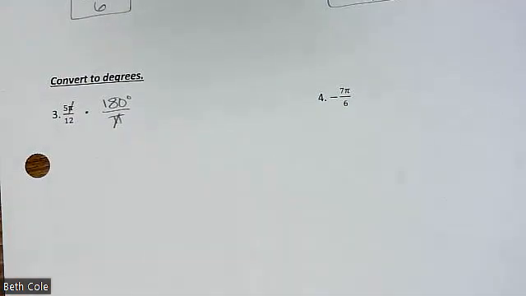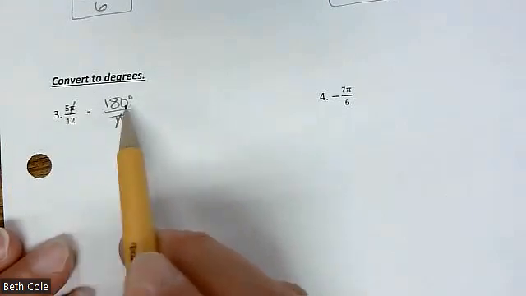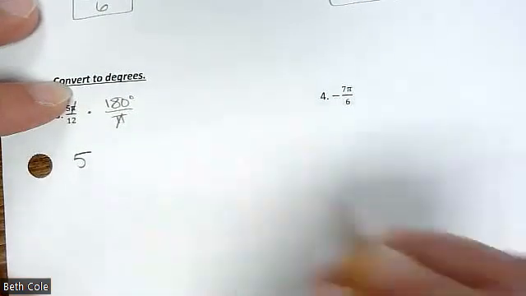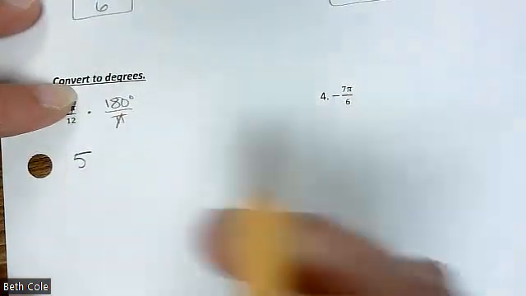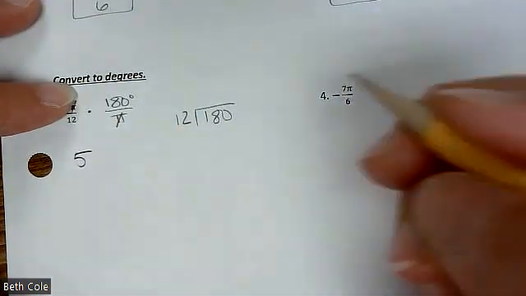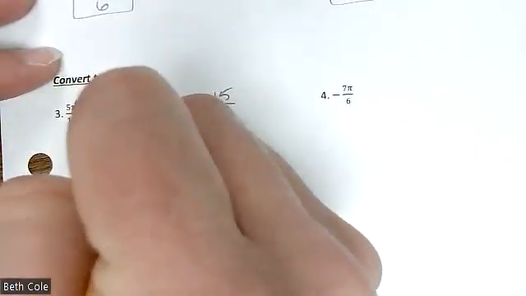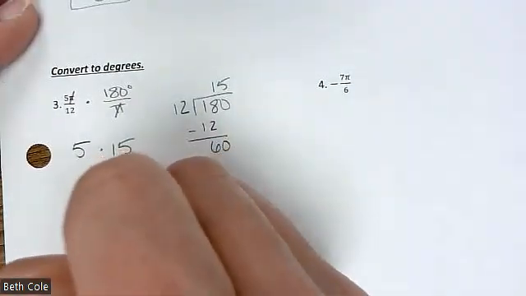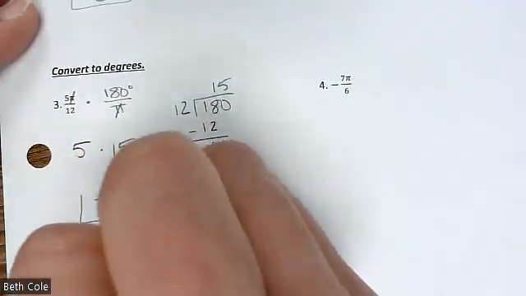Now, however you think best to get through this is fine. We all think differently. Here's what I do, though. I would not do 5 times 180 because that's going to give you a really big number. I would keep the 5 there and then do 180 divided by 12. Because if you divide, it's going to make the number smaller and you don't get a calculator. So you want to make the number smaller. So 12 times 1 is 12. 12 times 5 is 60. So it's times 15. And then it's not as hard to do 5 times 15, 75 degrees.